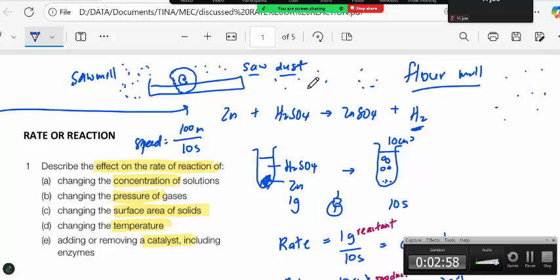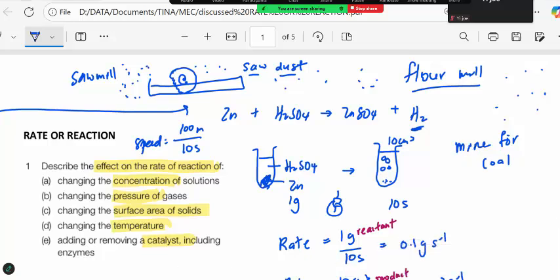Okay, so a sawmill factory and a flour mill factory, as well as a coal mine. Do you know what is coal? Coal is basically charcoal, like the one for barbecue. The coal mine is also where there are tiny particles of coal dust. Okay, what do these three dusts have in common? They are basically made from carbon.